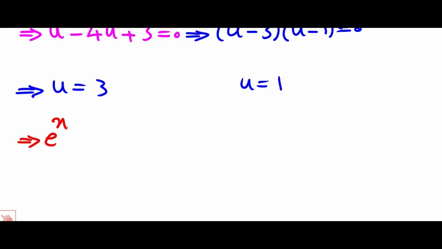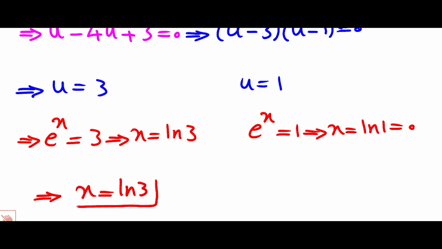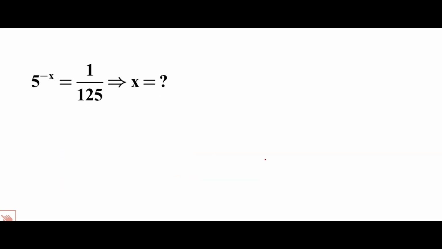Now replace back. e^x equals 3, so x equals ln of 3. And e^x equals 1, so x equals ln of 1, which equals 0. So x equals ln of 3 and x equals 0.